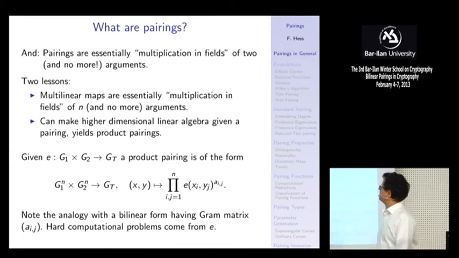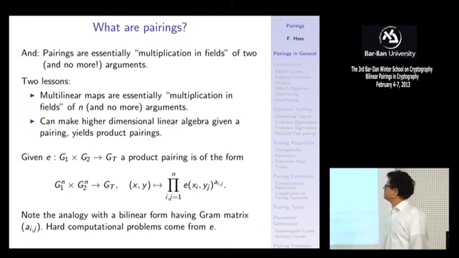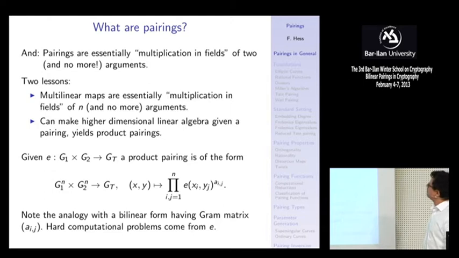And this basically, it's just this, that we only can do 1 multiplication, not 2 multiplications. Okay, so maybe there's 2 philosophical lessons from this. Multilinear maps would then essentially be multiplication of n arguments in a kind of a black box field or so.